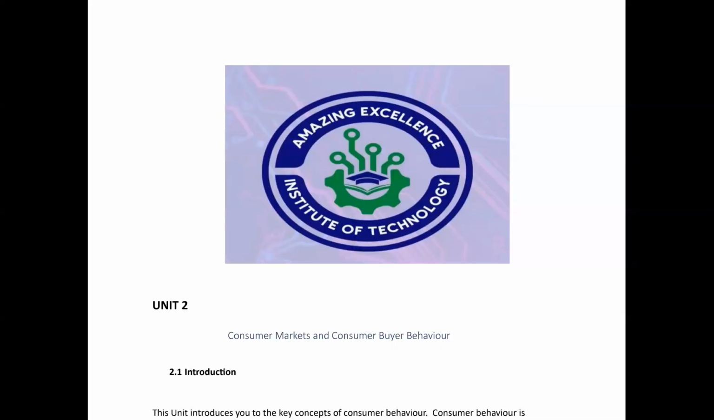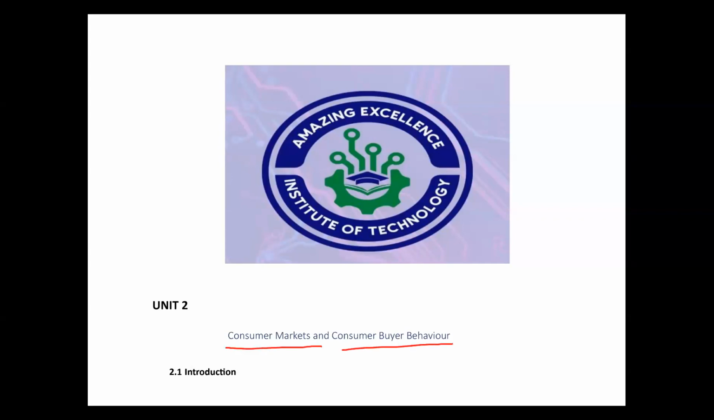One of the most critical skills that you need as an entrepreneur, or as any business person, anyone participating in the business realm, is the ability to read the consumer markets and the consumer buyer behavior, right? Because it's very difficult for you to make any sale of anything if you do not practically understand the concept of consumer markets and the consumer buyer behavior.